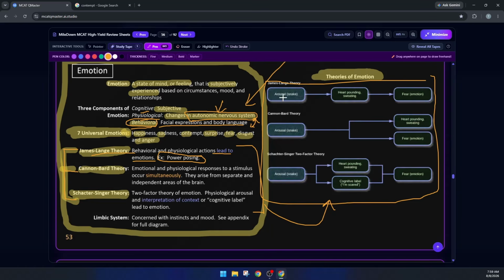So basically, here is an example over here. You see a snake, your heart starts pounding and you start sweating, and that's when you feel the emotion. So that's James-Lange theory.